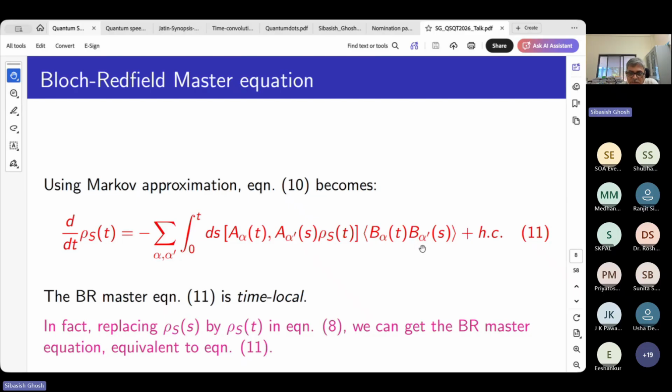So it is called time-local, and this time-local master equation is relatively easy to handle. Otherwise, if you have memory, like in the Nakajima-Zwanzig master equation, where you have all the previous memory, things will become much more complicated. Of course, this is true under the certain assumptions that I mentioned.